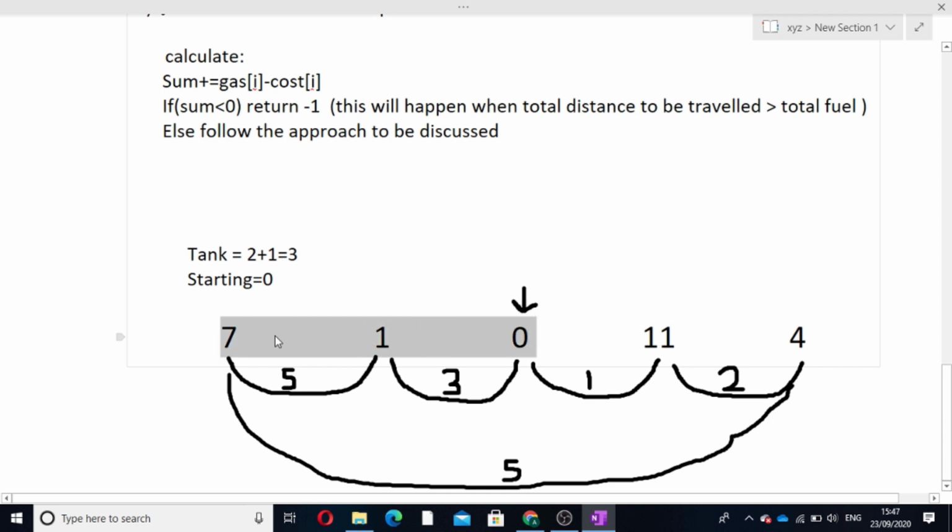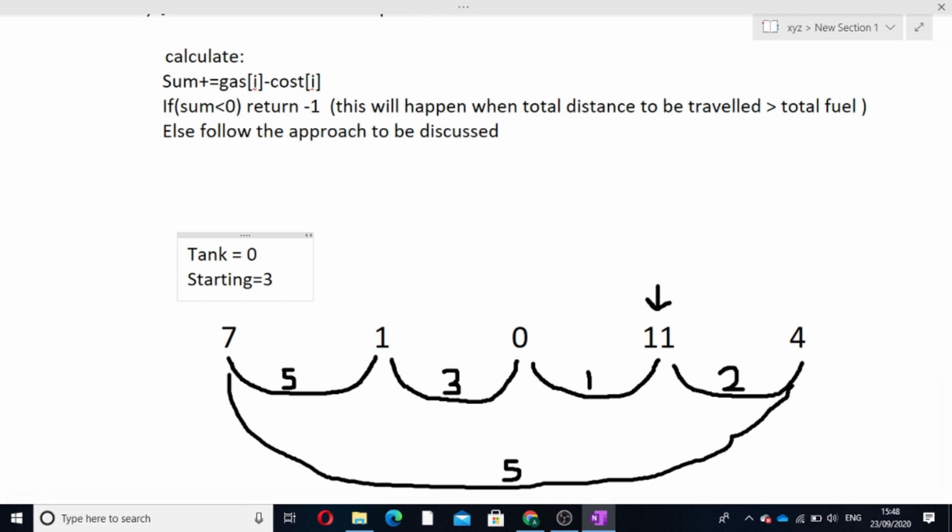So once we have found, starting from 0, the maximum index till which it can lead us, we will initialize our starting point with i plus 1, that is, this 0 is the second index, so we will initialize our starting point with 3. So now our new starting point becomes this 3. Now we will traverse this array considering the starting point as 3 and the initial capacity of the tank as 0. So this was the whole approach.